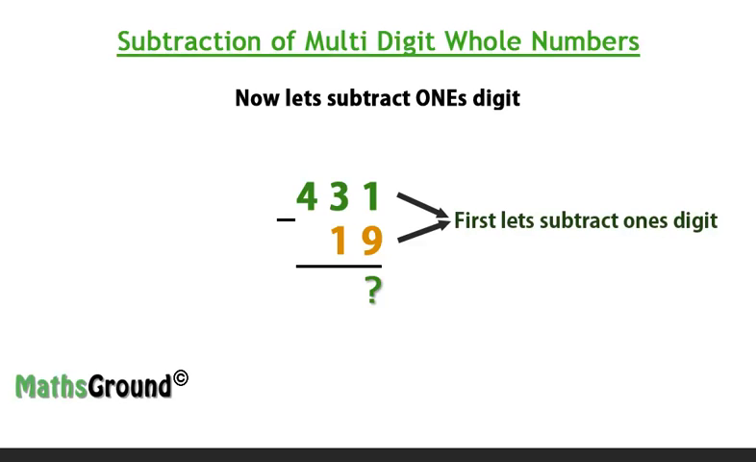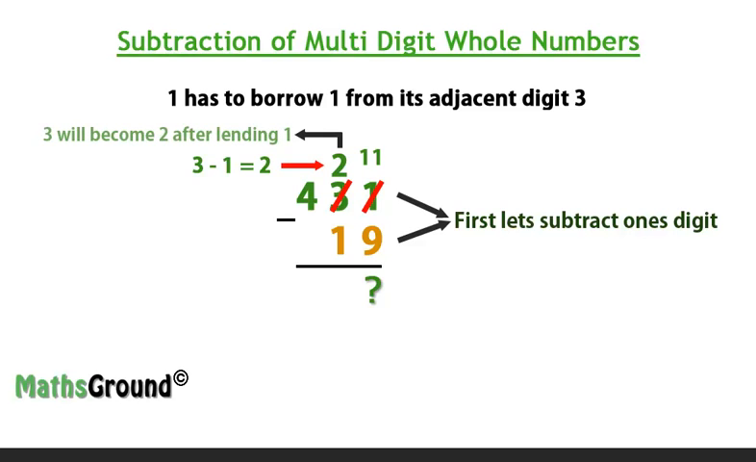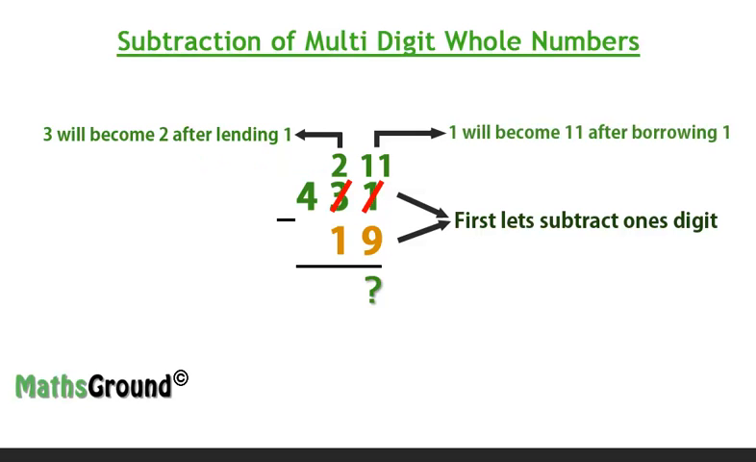First let's subtract 1's digit. As per order of subtraction it is 1 minus 9. 1 is smaller than 9. Hence 9 cannot be subtracted from 1. Here the concept of borrowing comes into play. One at 1's digit has to borrow 1 from adjacent 10's digit 3. 3 at 10's digit will become 2 after lending 1. 1 at 1's digit will become 11 after borrowing 1.